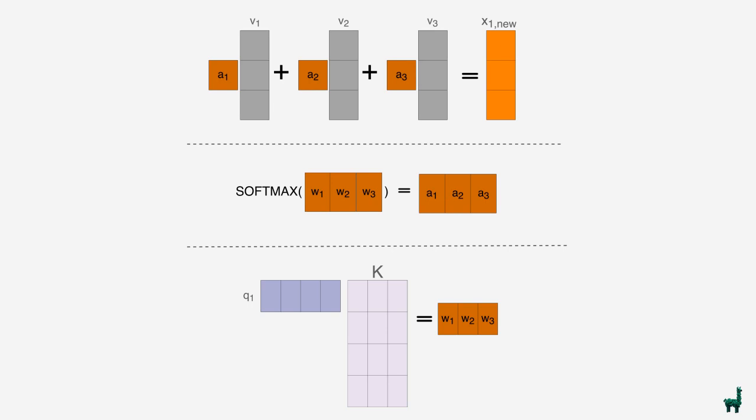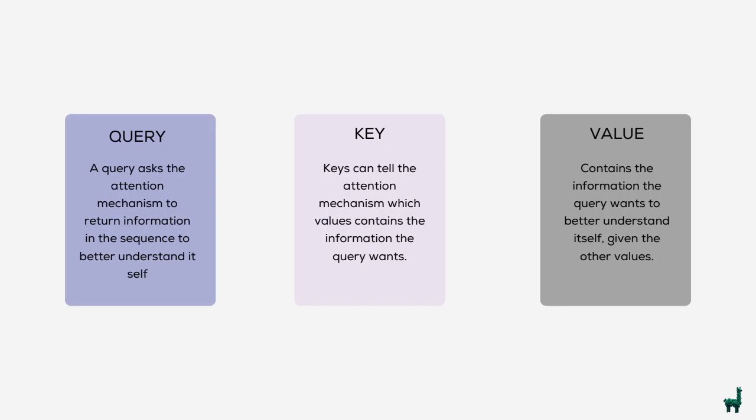To sum up this weird query-key thing: queries are there to ask the attention mechanism, give me anything you think is important to understand more about myself. Keys are used by the attention mechanism to say, these are the values you need to learn something about yourself. And the values are simply the information that the query needs to understand itself better. This made me understand it a bit better.